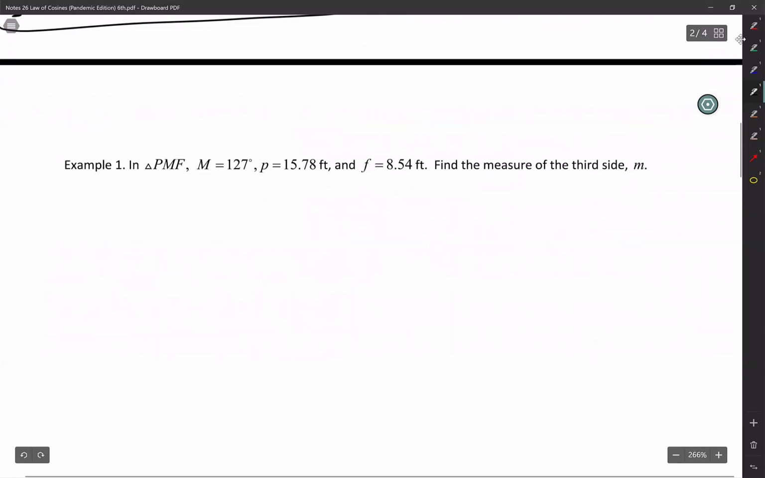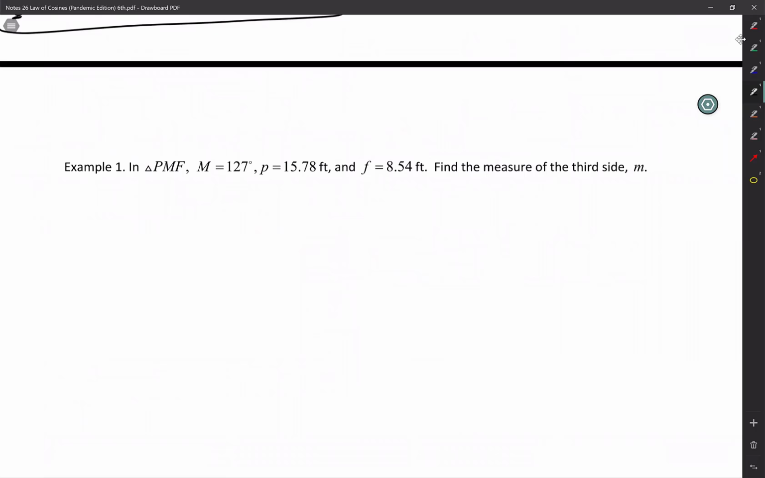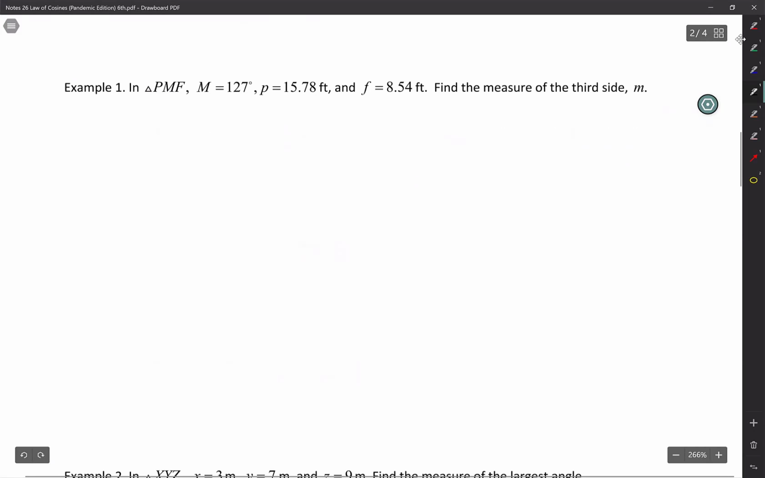All right. So now that you know that, let's see what we can do. Example 1, it says triangle PMF, measure angle. Really, I should have put angle there, guys. This is bad math on my part. I was typing fast. Angle M is 127 degrees, little p is 15.78, and little f is 8.54. Find the measure of the third side, little m.